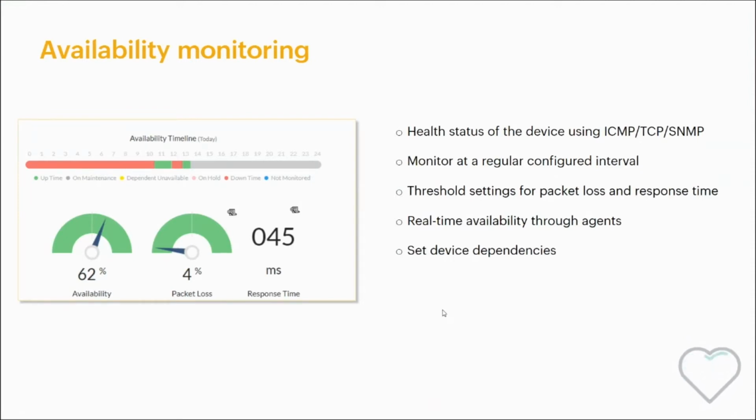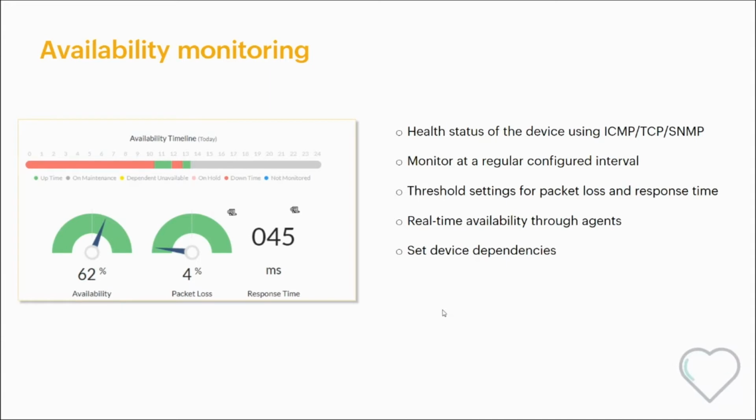So by setting the device dependency, you can avoid getting multiple alerts when your parent or your core router goes down, and you can get an alarm stating that the parent is down instead of getting 20 or numerous device down alerts when the parent device actually goes down.